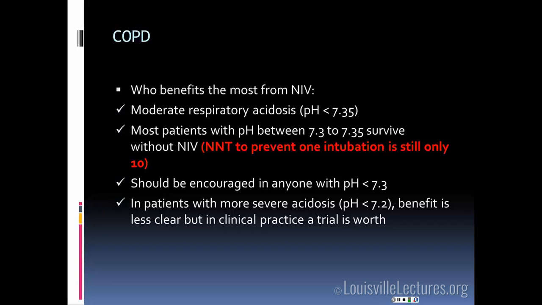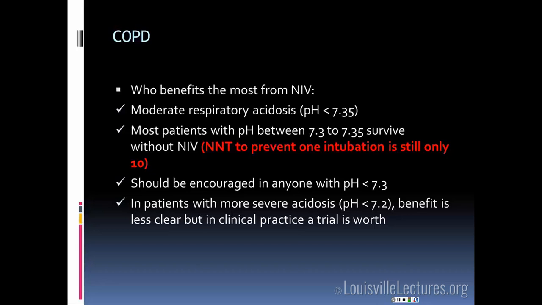If you have a pH of 7.2, some observational studies say that perhaps you're going to be delaying intubation in these patients, and it might potentially be dangerous. I feel that it's still beneficial, it's still worth giving it a trial, even if your pH is low, as long as the patient can cooperate, as long as the patient is not too obtunded.